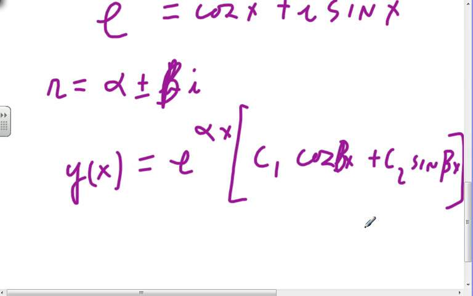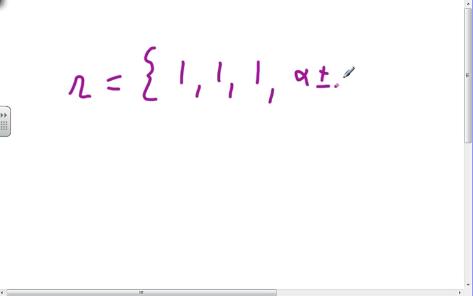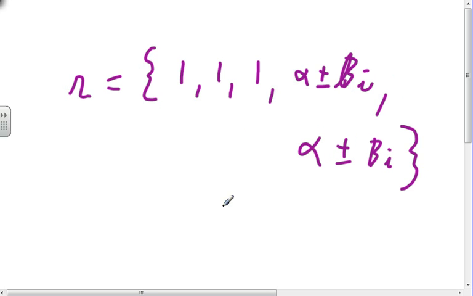and I could have something extremely complicated that would have more than that. So let's say that I found out that I had roots that were 1, 1, 1, alpha plus or minus beta i, alpha plus or minus beta i. So I got repeated roots that are both real and imaginary.